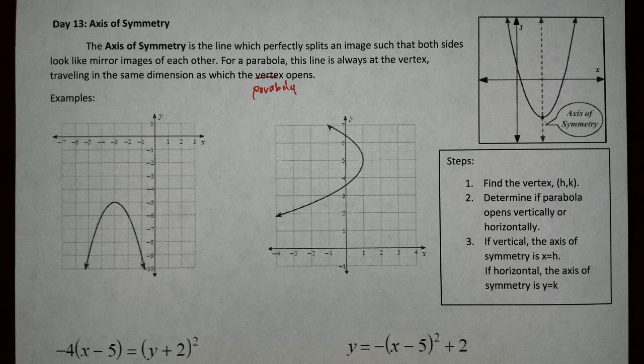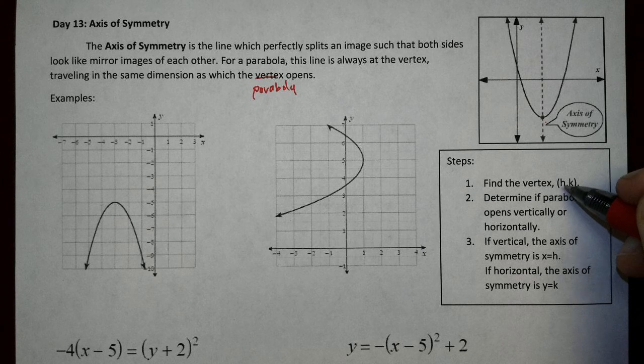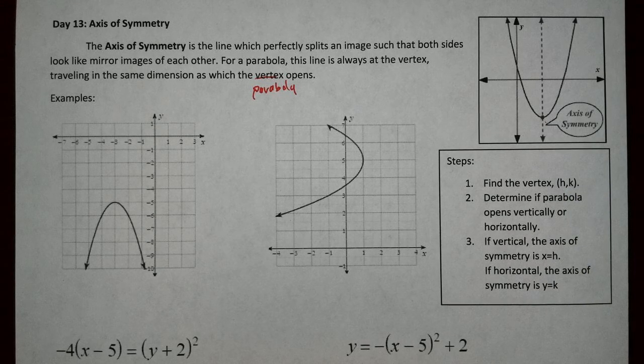Okay, so our steps for finding the axis of symmetry: first, number 1, finding the vertex, which we like to call h comma k. No good reason for that, but remember h is the x value of our vertex, and k is the y value of our vertex. So we're first going to find our vertex, and then step 2 is we're going to determine if our parabola opens vertically or horizontally. And remember, that's because our axis of symmetry is going to be traveling in the same way that our parabola is oriented. So if it's oriented vertically, it travels vertically. If it's oriented horizontally, it travels horizontally.